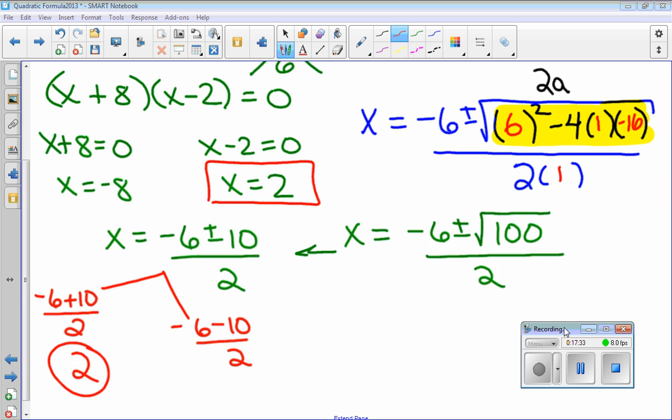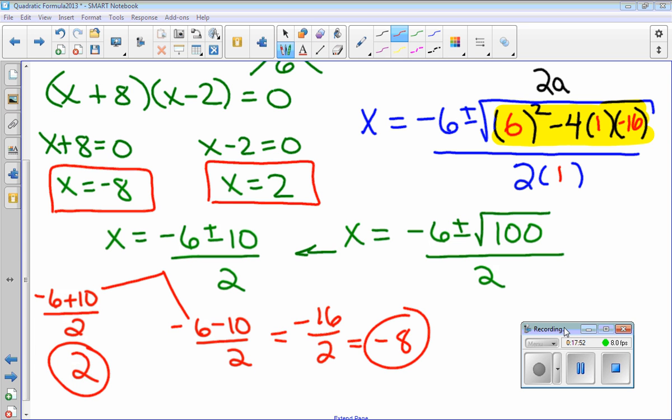Didn't I? The other one should also work. Negative 6 minus 10 divided by 2. That's negative 16 divided by 2, which is negative 8. Didn't I know that was an answer also? I did. I personally think factoring is a heck of a lot quicker, because the quadratic formula does take a lot of work. Okay?